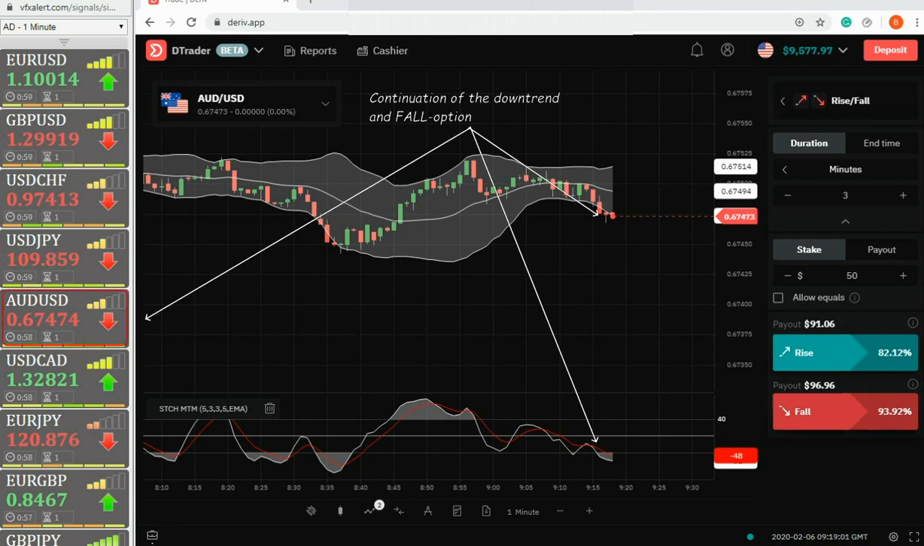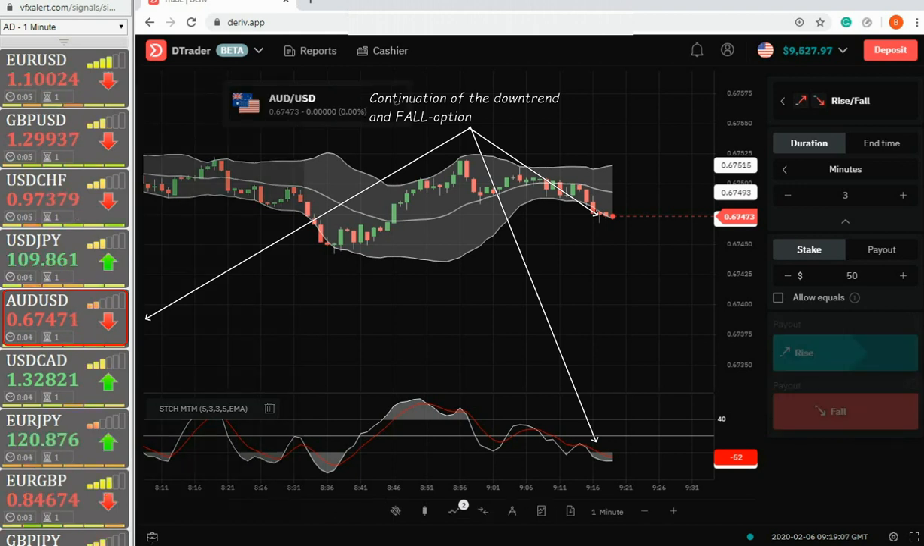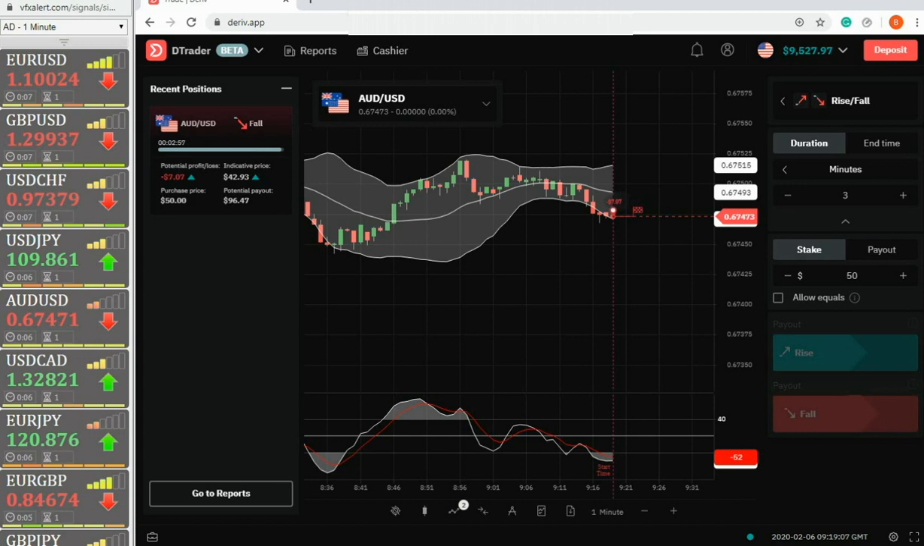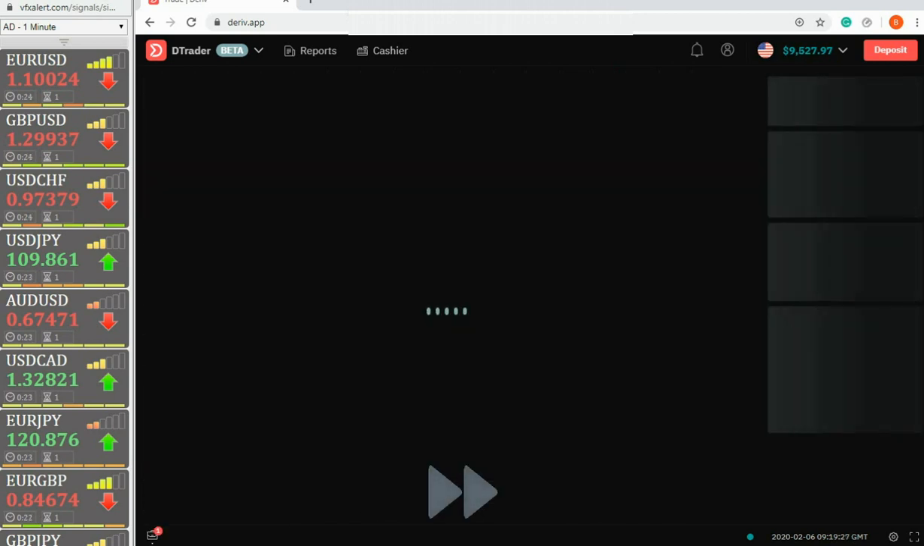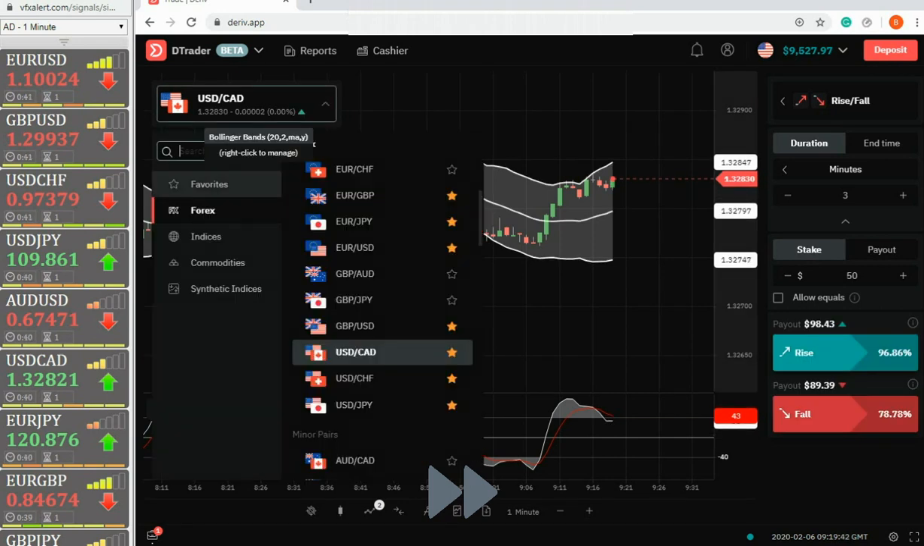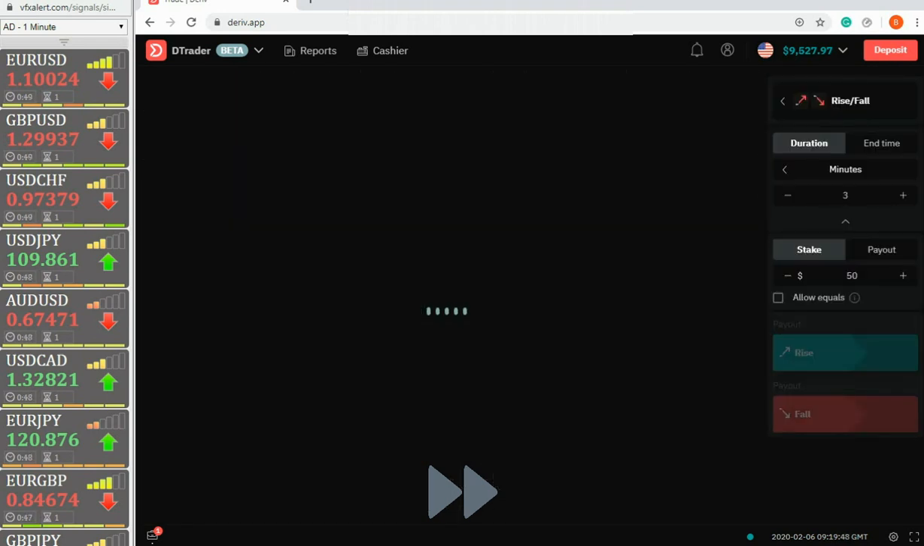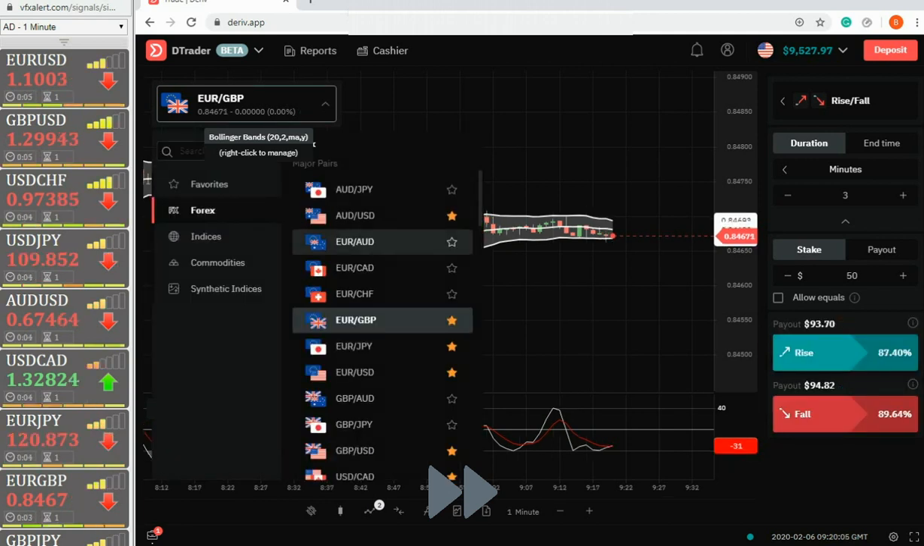Australian dollar. The point of intersection of the middle line of the Bollinger and the zero level of the SMI is far enough away. But VfxAlert points to the continuation of the downtrend and a fall option. If you look closely at the chart, you'll see that almost always the conditions for options do not arise at the same time and there is a gap between the signals.